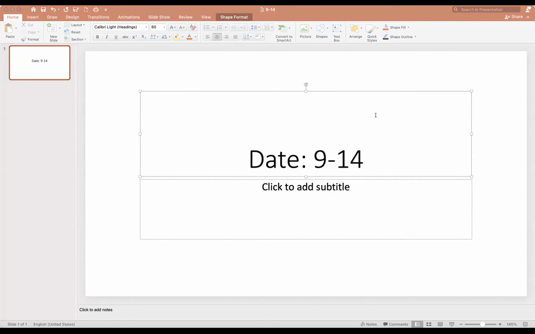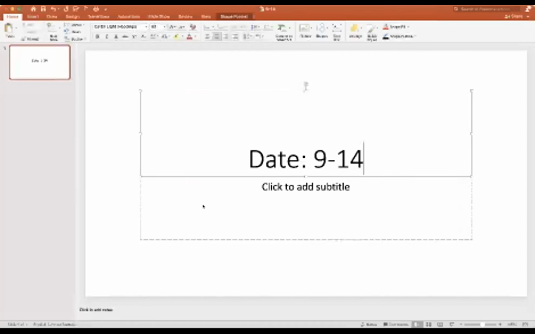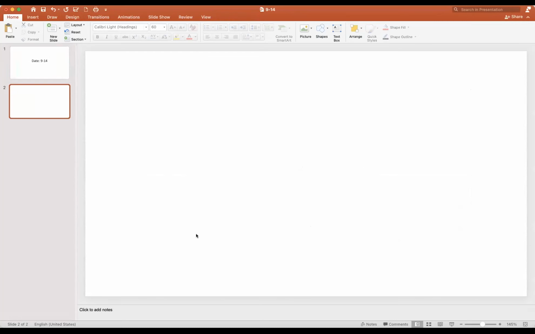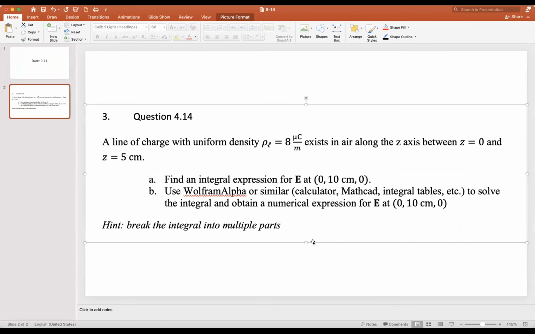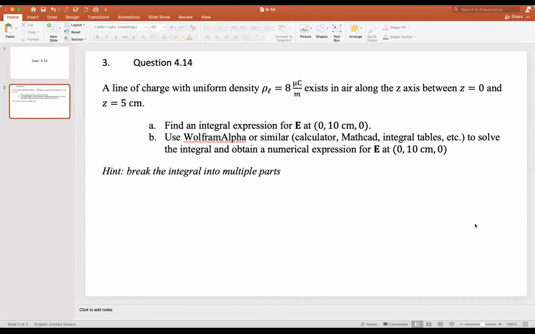And let's take a look at another Coulomb's law problem. All right, so take a look at this other Coulomb's law problem.